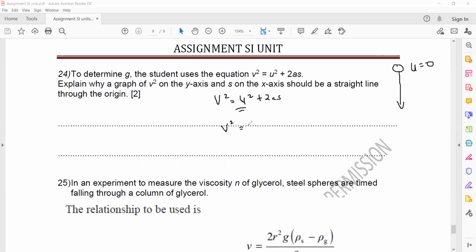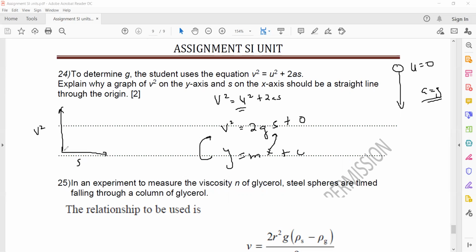So I can say v square is equal to 2gs, because whenever a falling object is there, without air resistance, its acceleration is due to gravity. Now if I compare y is equal to mx plus c: on the y-axis I have v square, and on the x-axis, because there is nothing added, 0 will be there, so the y-intercept is 0. On the x-axis, I have distance.